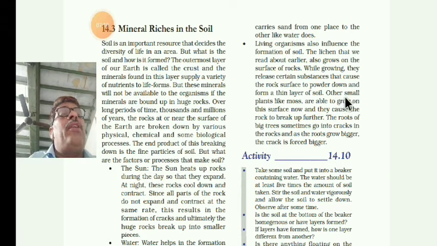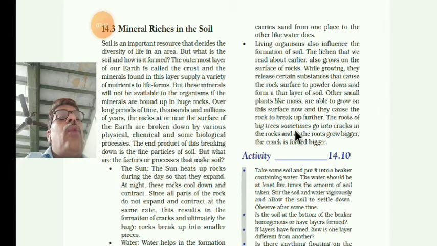On the other hand, plants like moss. These are also small land plants, non-vascular, spore-bearing land plants. They are also able to grow on the rock surface, and they cause the rock to break up further. So these are the biological ways the rocks are broken down.